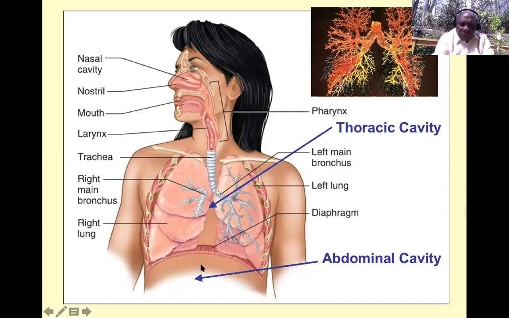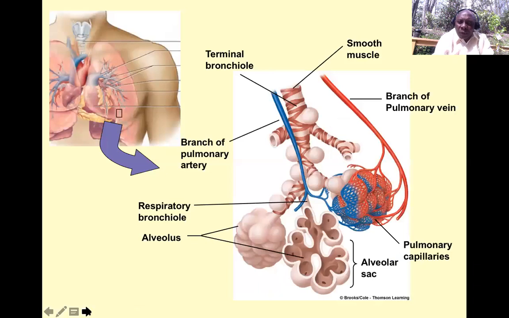And then below the thoracic cavity, you have the abdominal cavity. That's where you have the stomach and the intestines. Now, the major landmarks that you should pay attention to: the diaphragm. We've already talked about the diaphragm before. Pay attention to the ribs and the nasal cavity. Let's keep going.